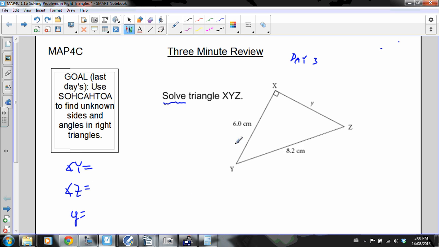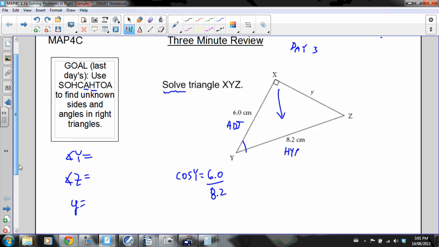I'm going to start with angle Y. So there's angle Y, and for angle Y, I have to figure out which sides I'm given. Across from the 90-degree angle, that's the hypotenuse. This is the adjacent side. And so adjacent and hypotenuse is the cosine. So cos Y is adjacent over hypotenuse, which is 8.2.